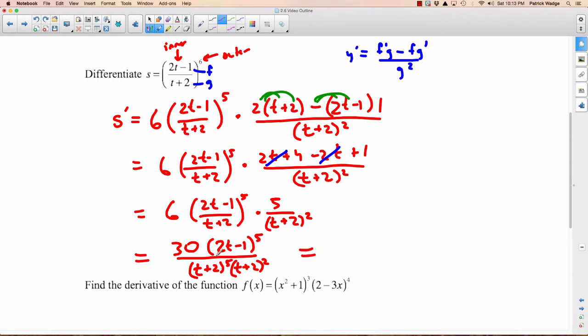which means our final answer will be that 30, the 2t minus 1 to the 5th power, but you have t plus 2 to the 5th and t plus 2 squared. Hey, same base. What can you do when you're multiplying? You add the exponents. So it's all over t plus 2 to the 7th power.